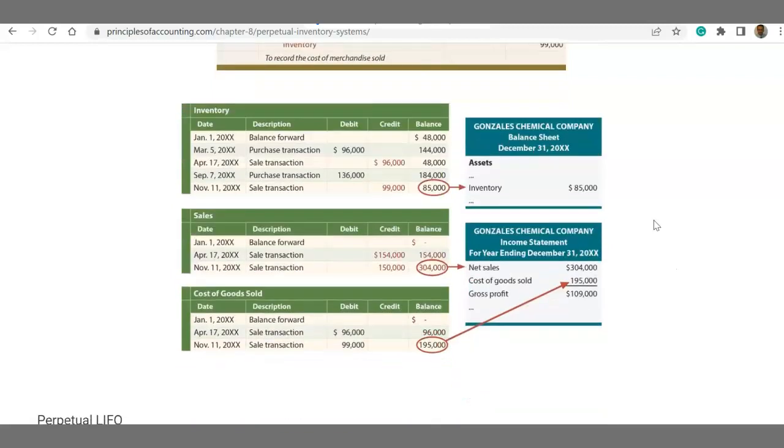So when you prepare your balance sheet, the inventory 85,000 total cost goes in the balance sheet. The sales will go in the income statement, and the cost of goods sold balance goes into the income statement and deduct from sales, and you get the gross profit. Any question, please?